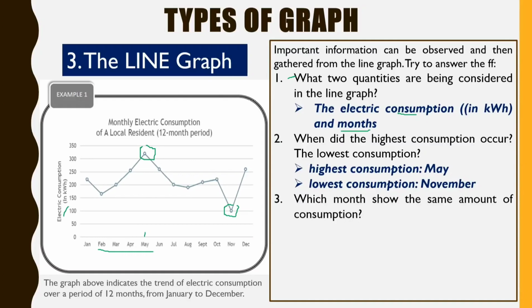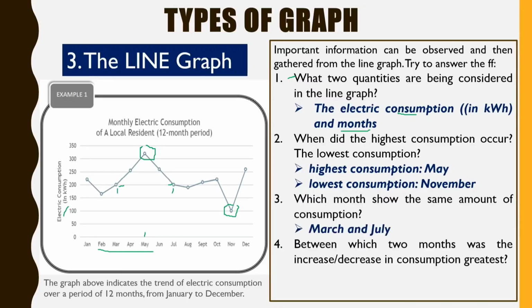Question number 3, which months show the same amount of consumption? So let's look at our graph, and we can see that this month and this month have the same consumption. So it is the months of March and July. So our answer is March and July.